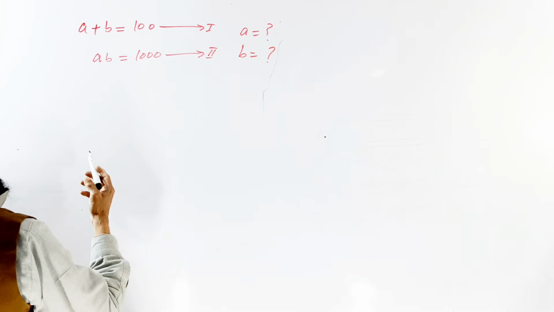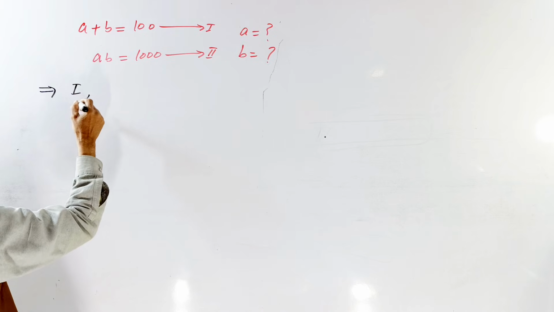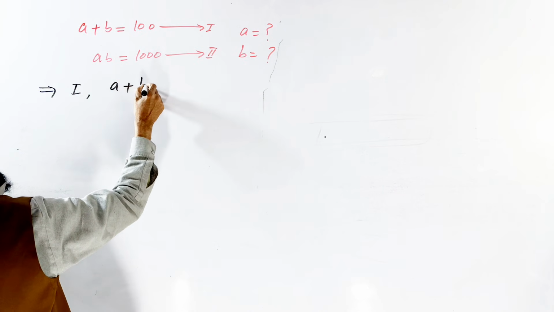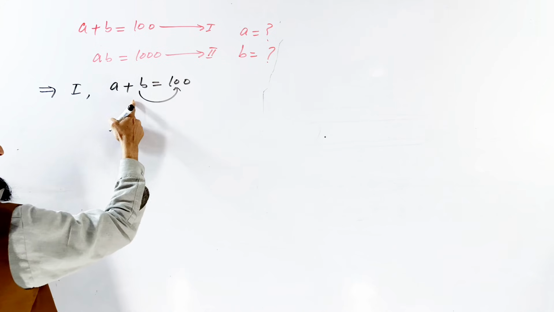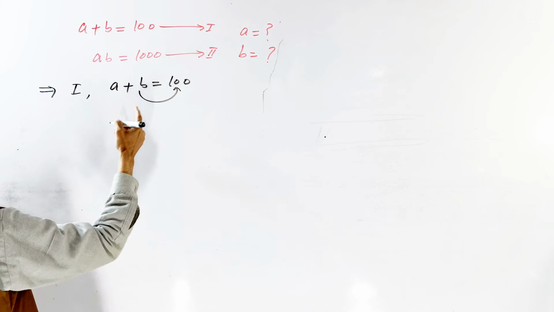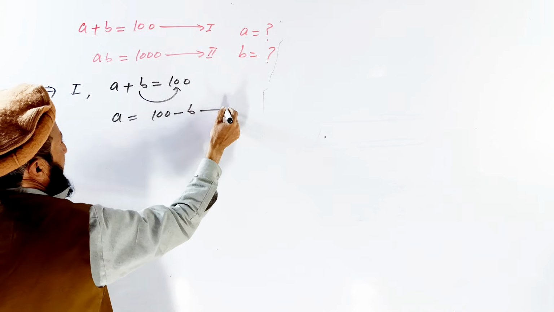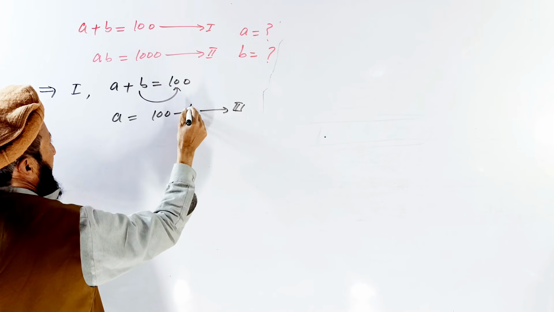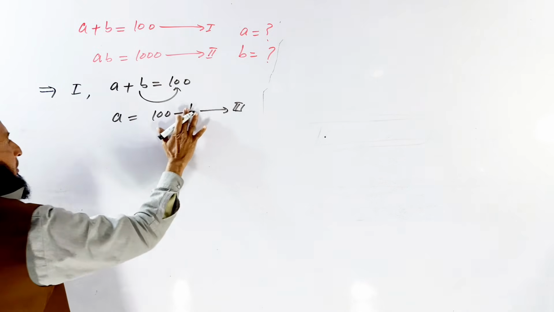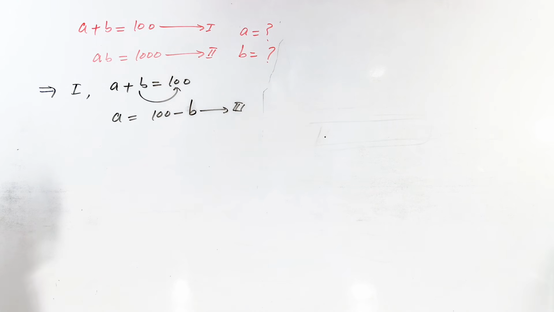From equation number one, we take A plus B is equal to 100. We move B to the right side, and its sign is also changed, positive changes into negative. A is equal to 100 minus B. We call this the third equation.